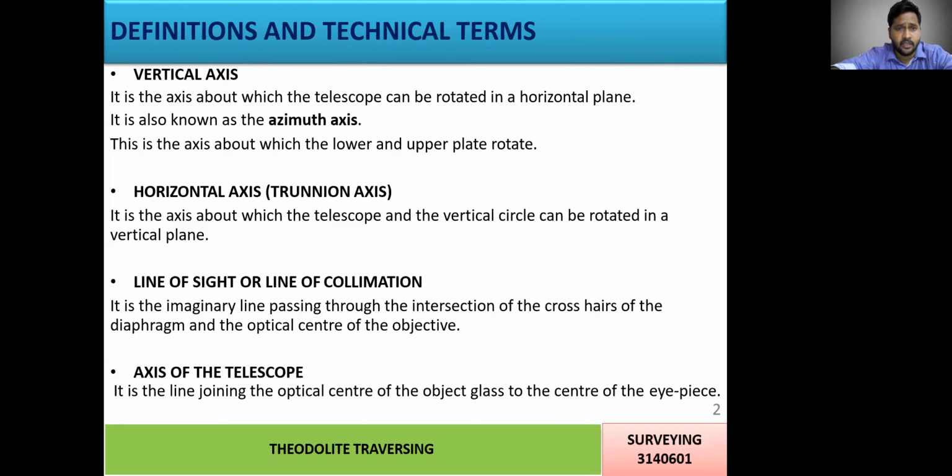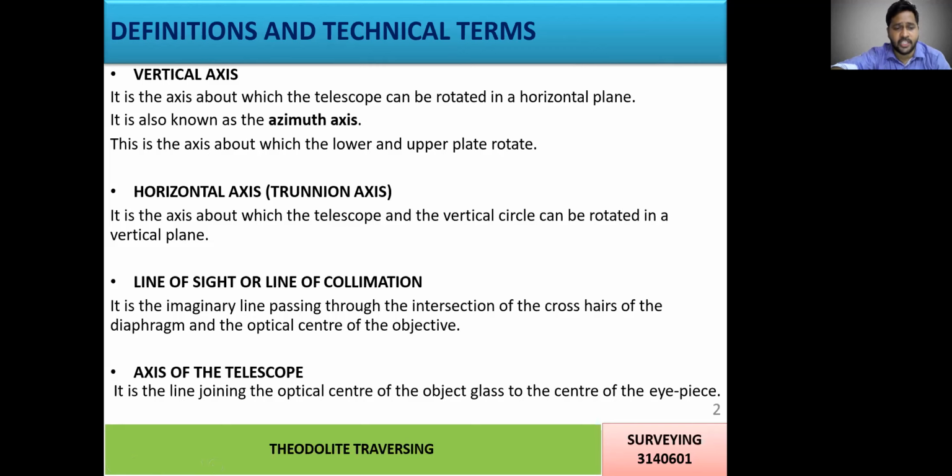Horizontal axis. It is the axis about which the telescope and the vertical circle can be rotated in a vertical plane. See, the telescope will rotate about the horizontal axis only. If you want to rotate the telescope to either this side or that side, we rotate it about the horizontal axis, and even your vertical circle can be rotated about the horizontal axis.